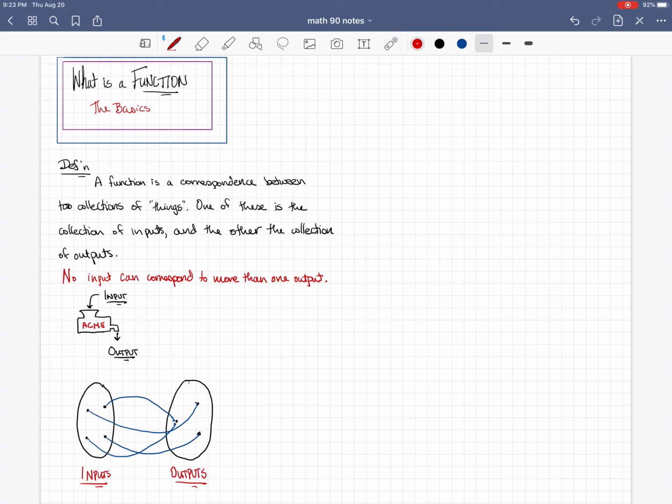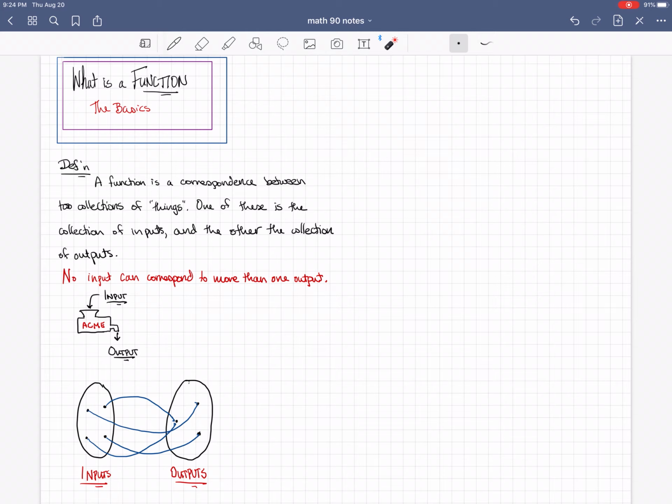Well, let's see. Do we have a correspondence between inputs and outputs? Yes, we do. If you give me something that's in the inputs blob, I can tell you which dot in the outputs blob it goes to. So this input goes to this output, this one goes to this one. So yes, I can certainly look and see what output each input corresponds to. So check.